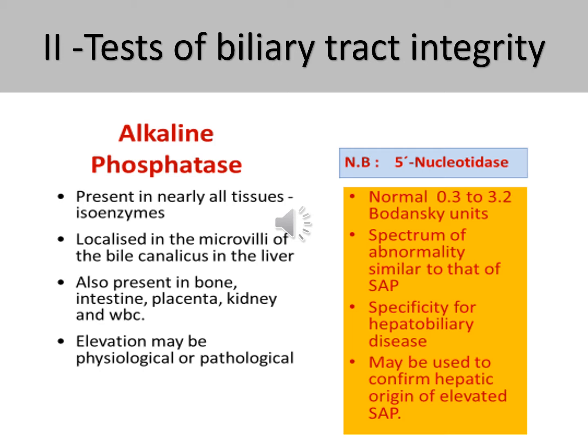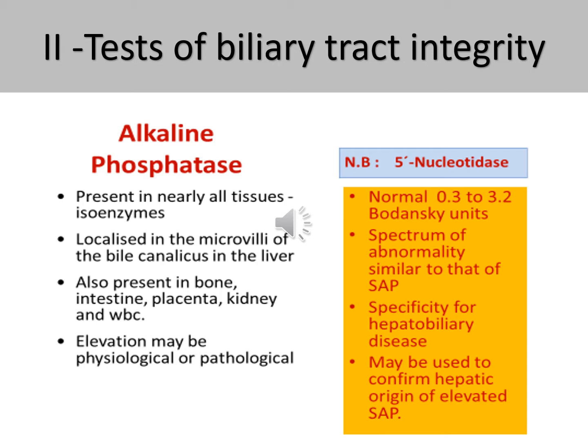In association with the microvilli of the bile canaliculi, there is another enzyme, which is 5-nucleotidase. It has a spectrum of abnormality similar to that of serum alkaline phosphatase, but is more specific to hepatobiliary disease because it is mainly in the liver, not in extrahepatic tissues. It may be used to confirm hepatic origin of elevated serum alkaline phosphatase.